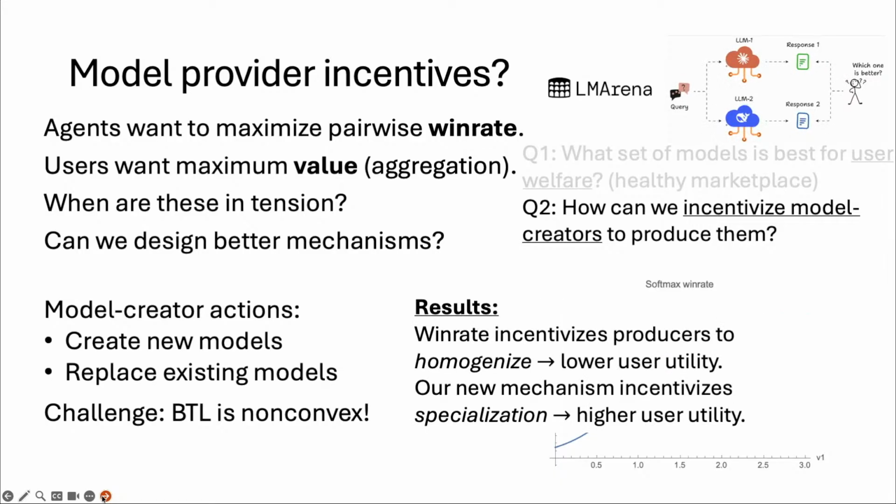And high-level results for this section: we're going to basically show that win rate is going to incentivize model producers to homogenize. So create models that have similar strengths and weaknesses, and this is bad for user utility. We're going to propose a new mechanism that incentivizes specialization and then show that this is generally better for user utility. So that's the high-level story for the next n minutes.